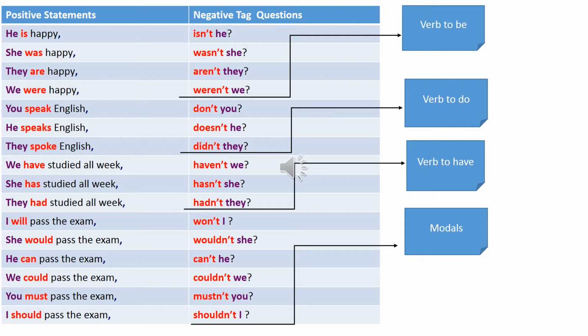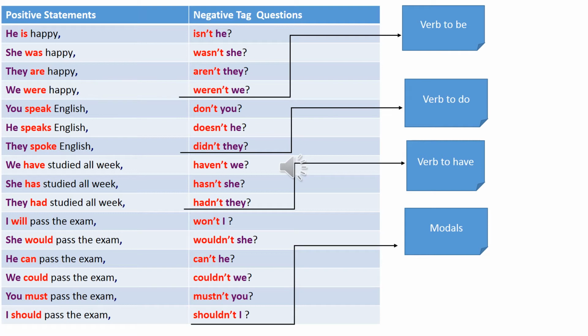You speak English, don't you? You speak English. It is in present simple. And we know that if we want to negate a sentence in present simple, we have to use don't or doesn't. Here the subject is you.